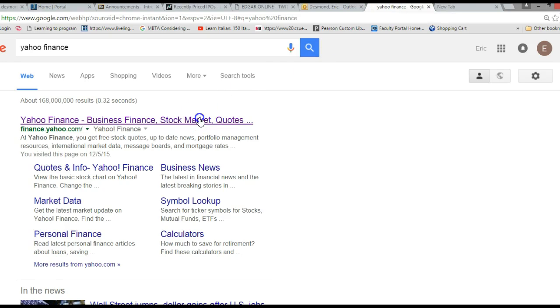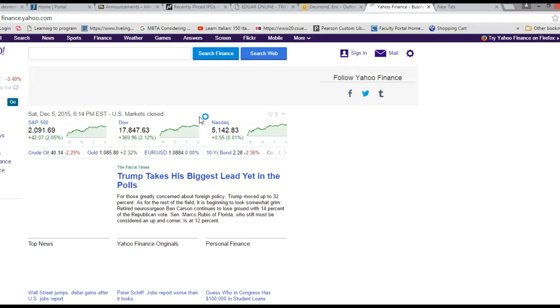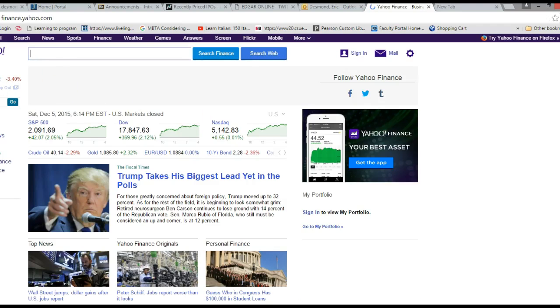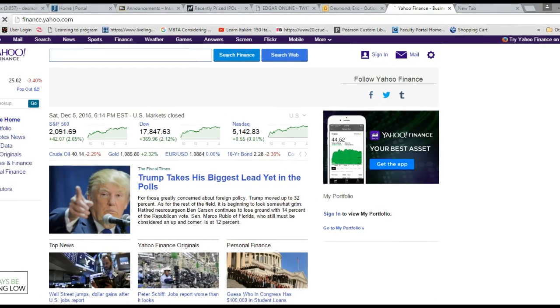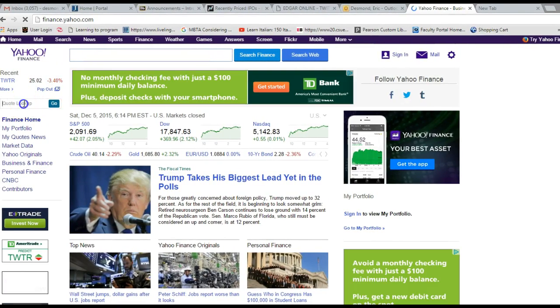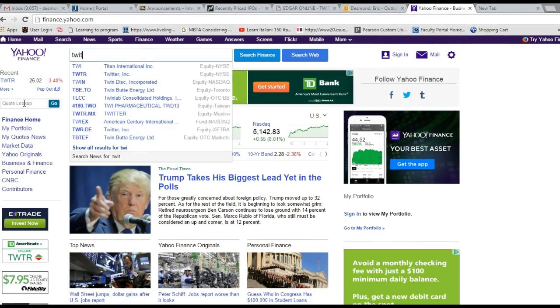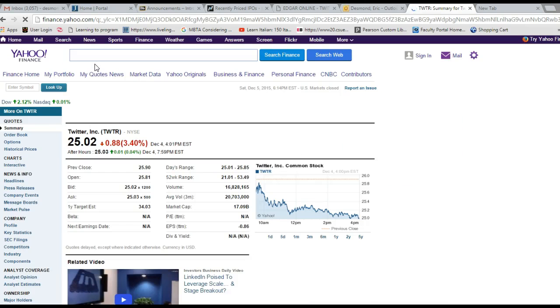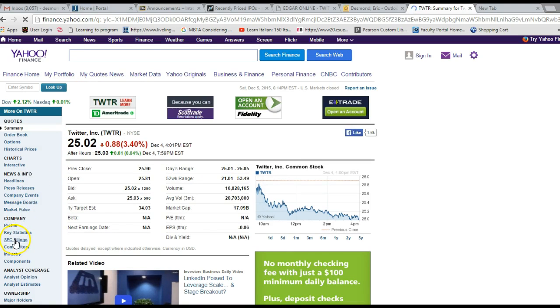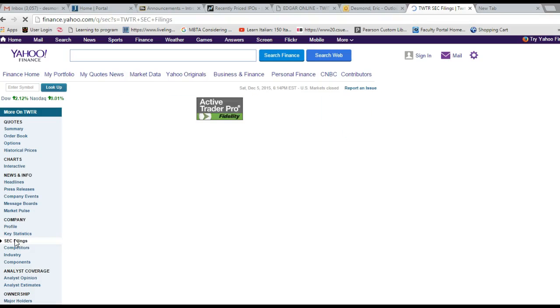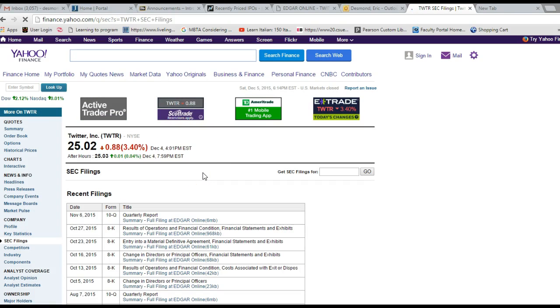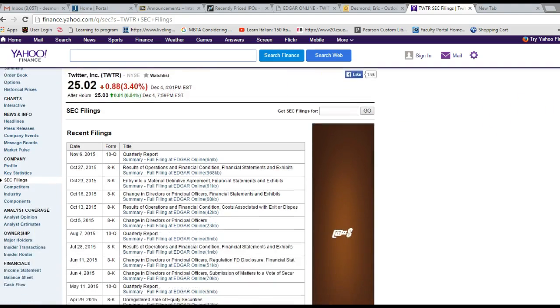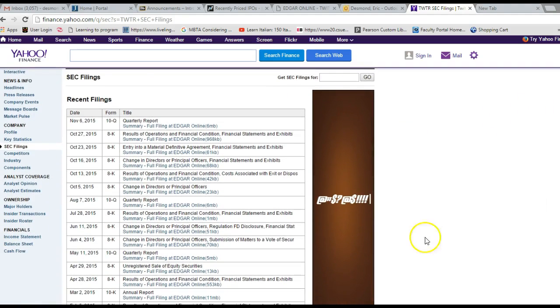And if you go to Yahoo Finance and just type in Twitter over here, and then what you do is you go down to the SEC filings. That's the Securities Exchange Commission filing. And you're looking for the 10K. The 10K is the annual report right here.